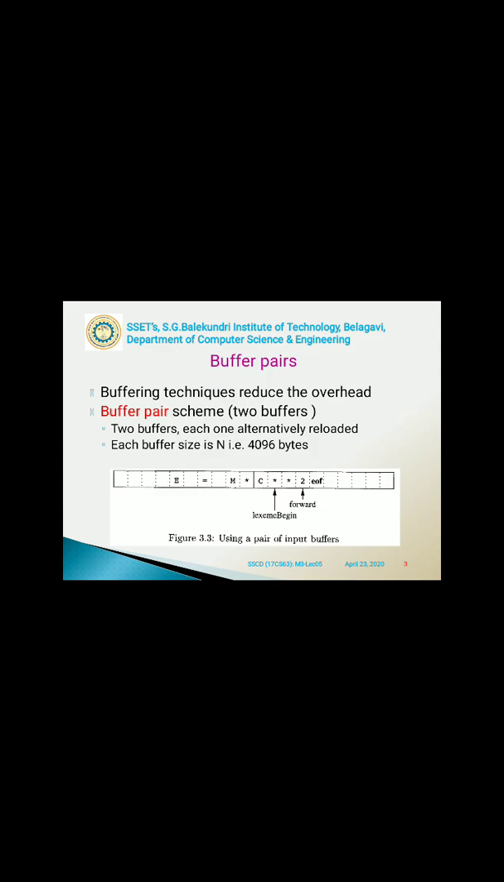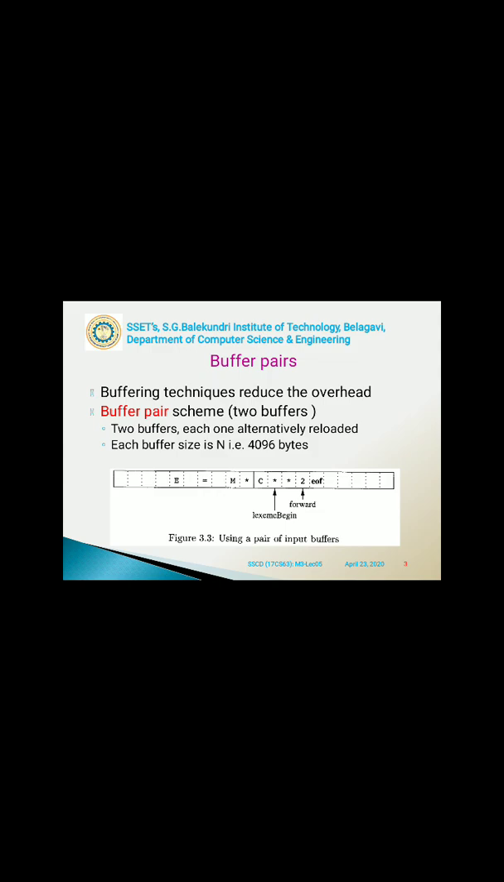Now here we are going to use a technique called buffer pair. Pair means two buffers. It's going to use two buffers, and if one input buffer is over, you can use the other buffer. That's what it is. Whenever one buffer is filled, you can alternately load the other buffer.